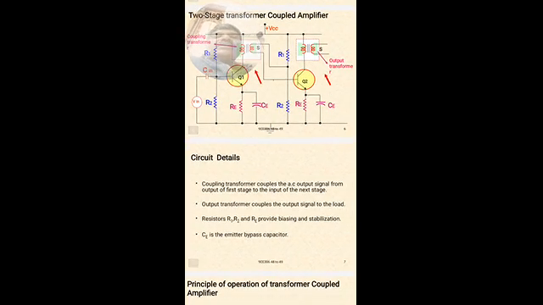Here in the circuit, two-stage transformer coupled amplifier, the coupling transformer couples the AC output signal from the output of the first stage to the input of the next stage through the transformer. Here in the circuit we have two transformers.